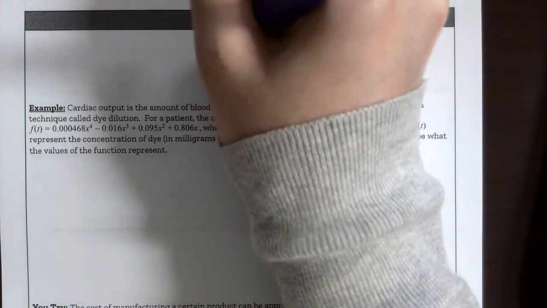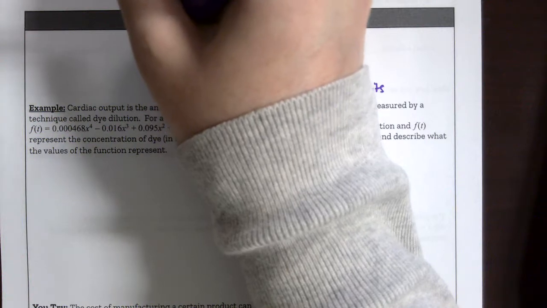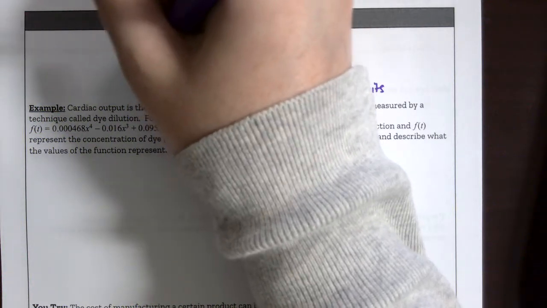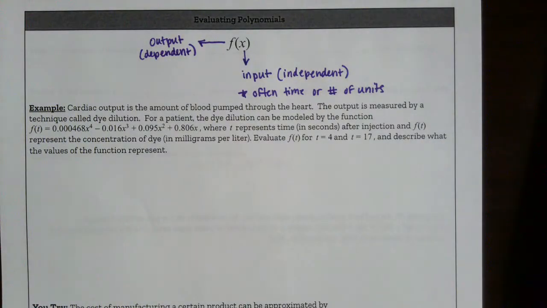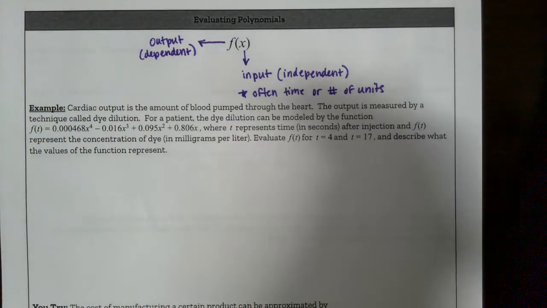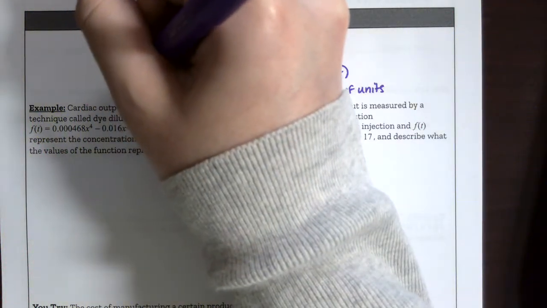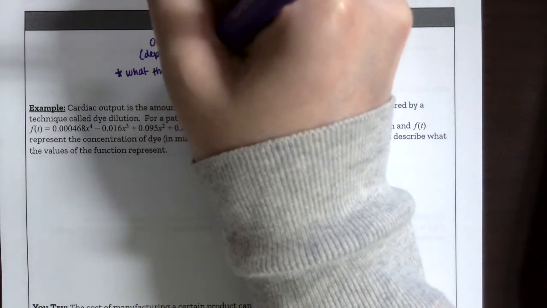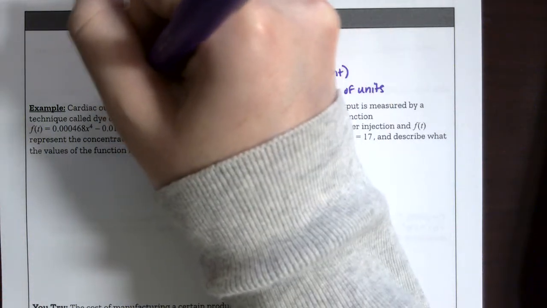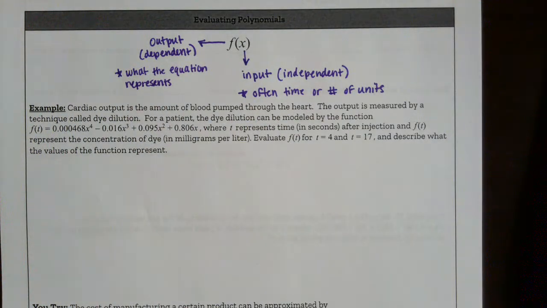And then your f function is your output, which is your dependent. And that can really be anything. It's just whatever you're looking for, whatever you're trying to talk about. Think of it as what the equation represents overall.